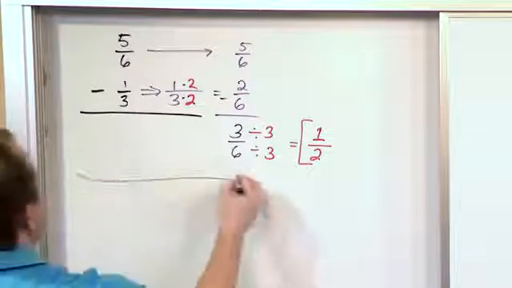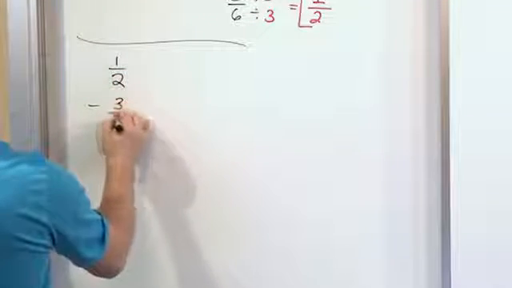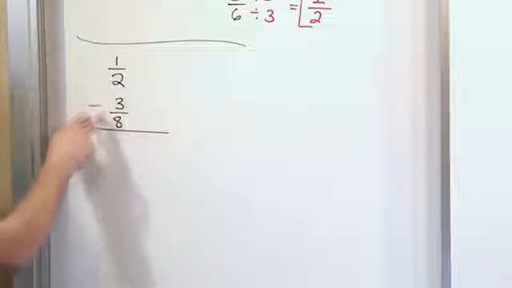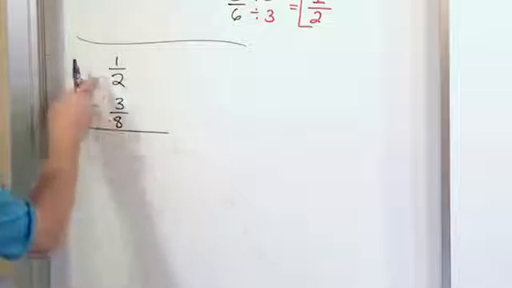All right, let's go ahead and do another one. Let's say we have 1/2 and we're subtracting from it 3/8. Right? So again, we check the denominators. We have a 2 and we have an 8. So that's not going to really work. But we see right away that 2 times 4 is 8.